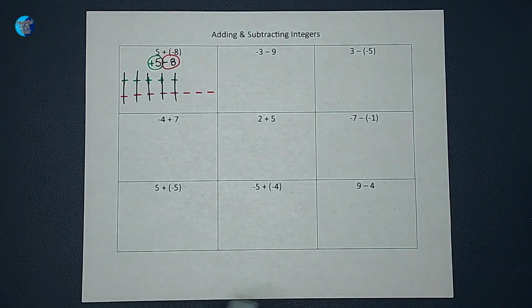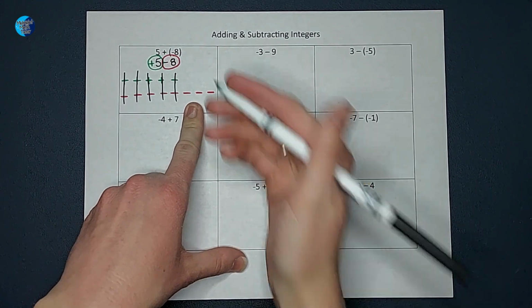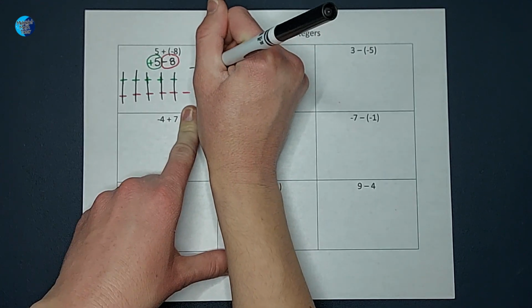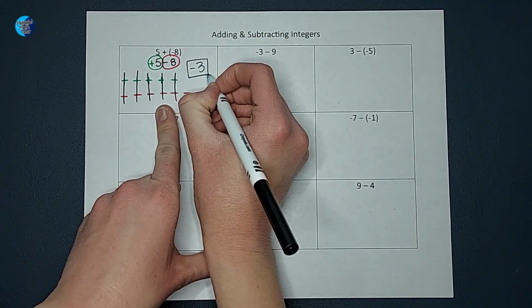And then I just count up what I'm left with. What am I left with? I'm left with 3 negatives or -3. And that is all there is to it, folks.